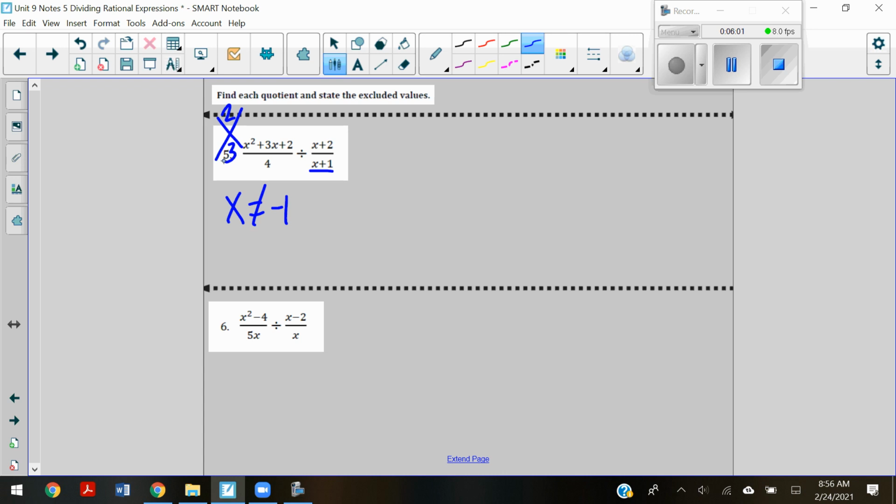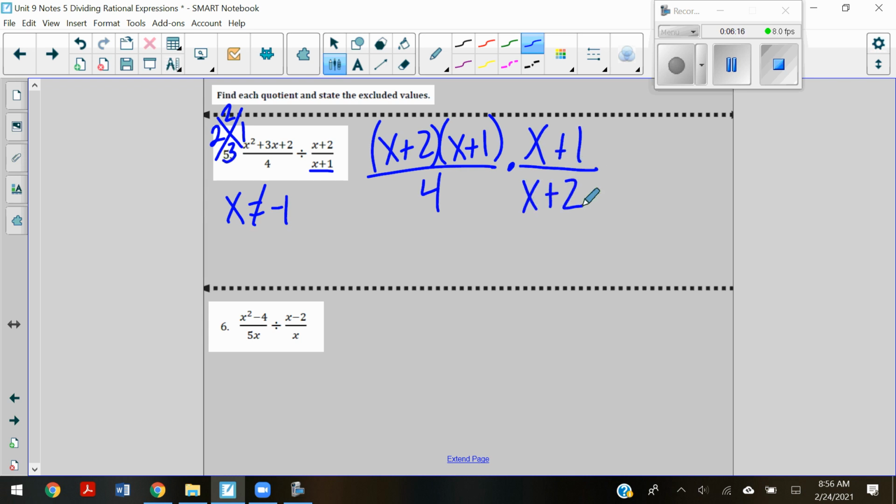Well, the only things that multiply to 2 are 2 and 1. So I get an x plus 2 and an x plus 1 in my numerator over 4. Change it to multiplication, and I'm going to flip my second fraction. And now this denominator is going to give me an x cannot equal -2. All right, so I'm going to go ahead and cancel out those.